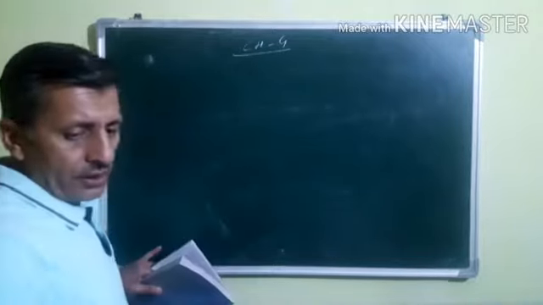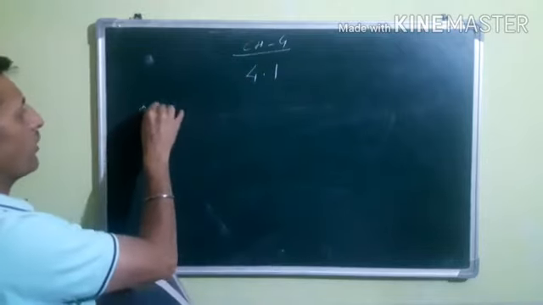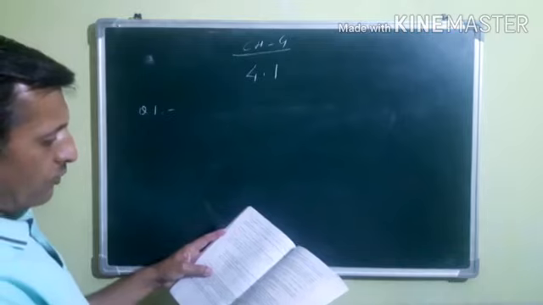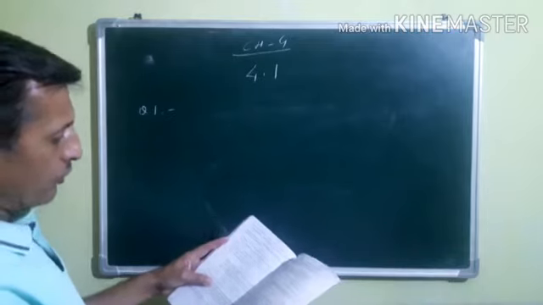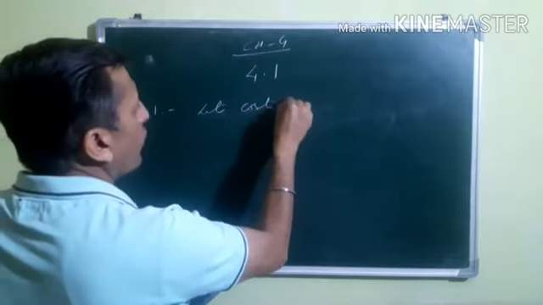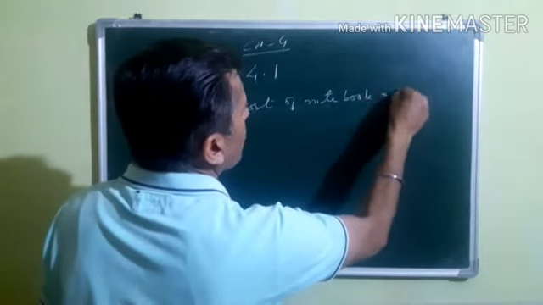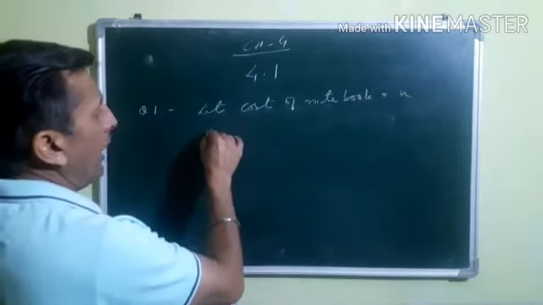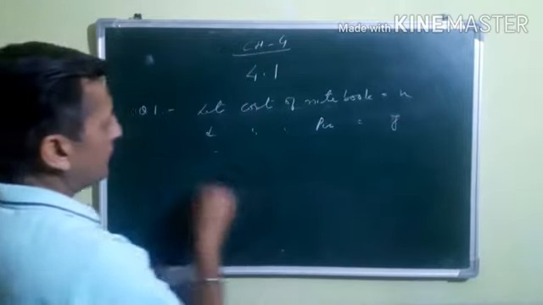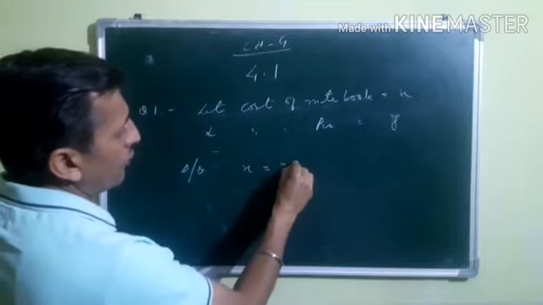Now, see, in this exercise 4.1, question number 1, he said that the cost of the notebook is twice the cost of the pen. Then write a linear equation in two variables. So, let the cost of the notebook be rupees x, and the cost of the pen be y. Then according to the question the cost is double. So x is equal to 2y.